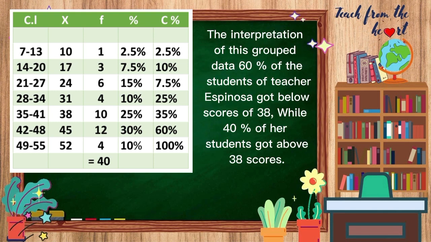The interpretation of this grouped data: 60% of the students of Teacher Espinosa got scores below 38, while 40% of her students got scores above 38.